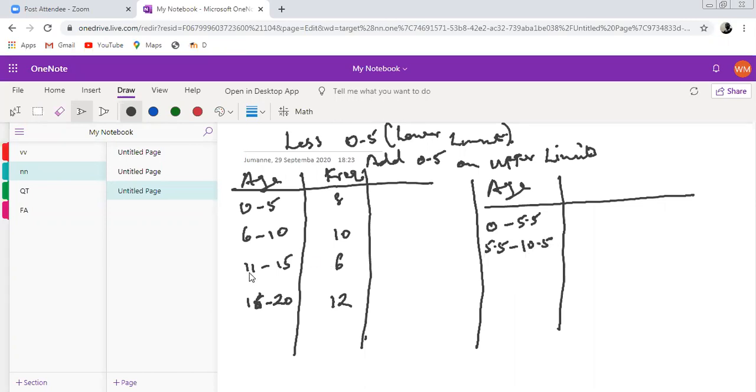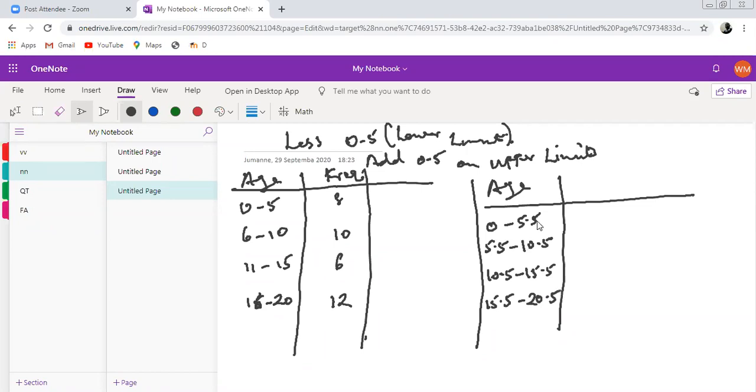If we subtract 0.5 here, it is going to be 10.5. If we add 0.5 here, we are going to have 15.5. If we subtract 0.5 here, we are going to have 15.5. And if we add 0.5 here, we are going to have 20.5. By so doing, your data now becomes continuous.